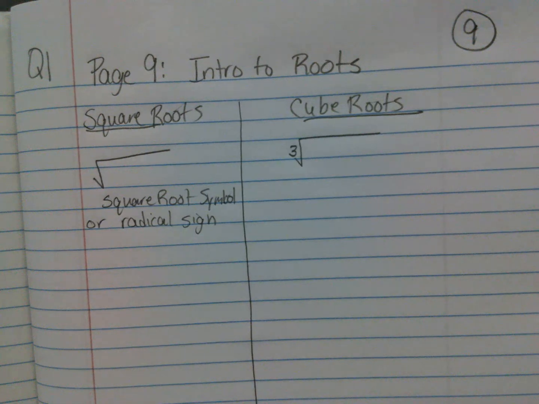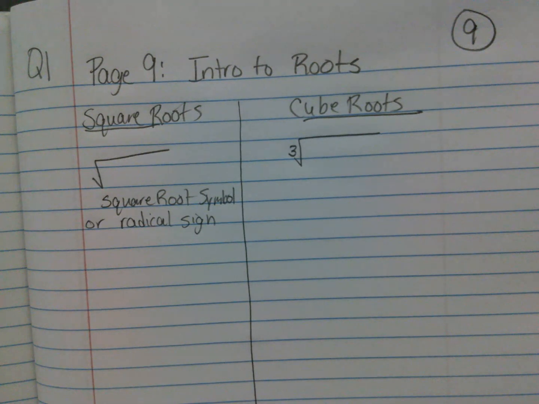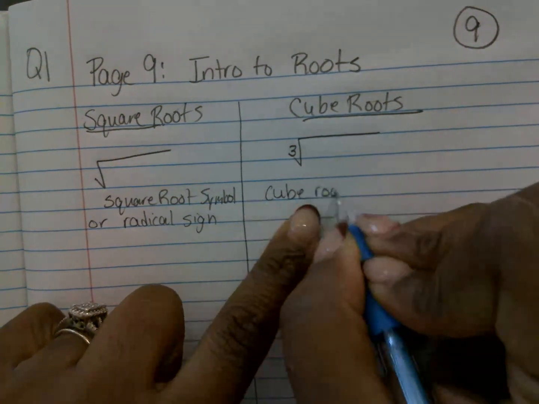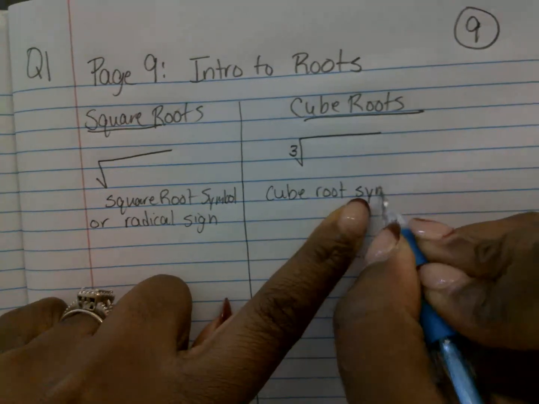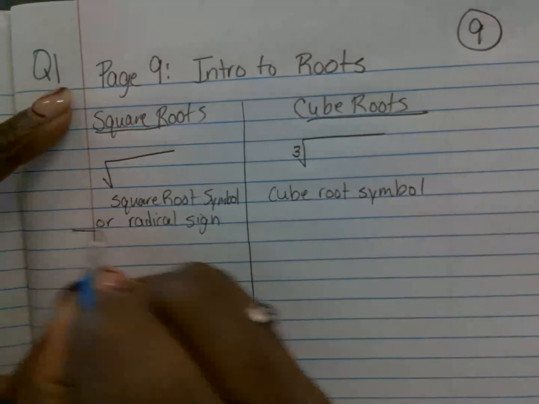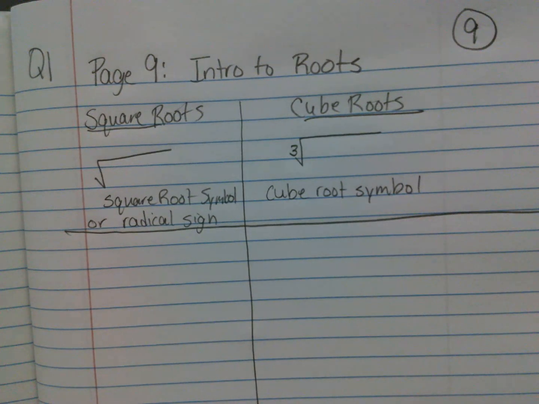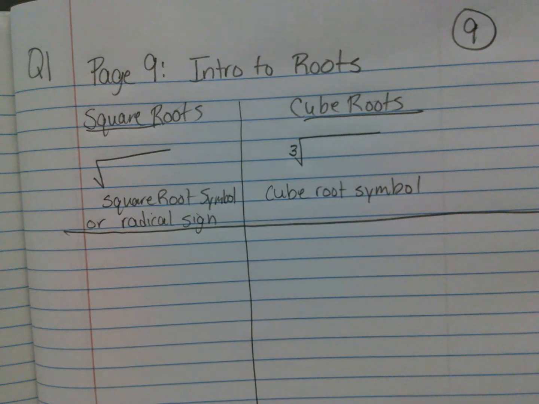When you see a fourth root symbol, it'll have a little 4. When you see a fifth root symbol, it'll have a little 5, and so on and so forth. This is the cube root symbol. We have taken care of the symbols. Now we're going to go into what they mean.